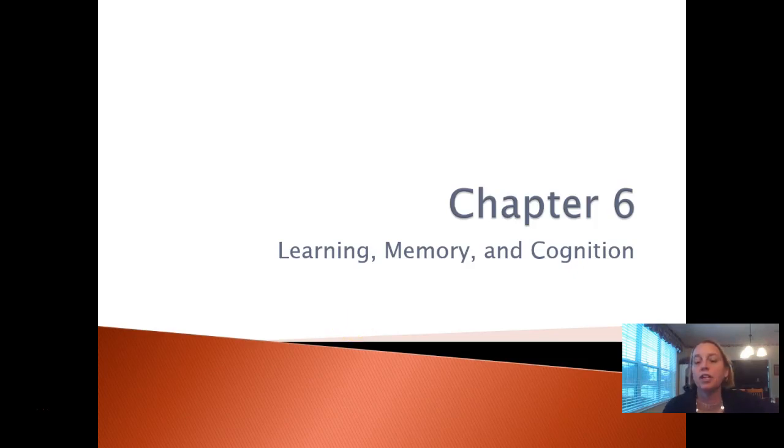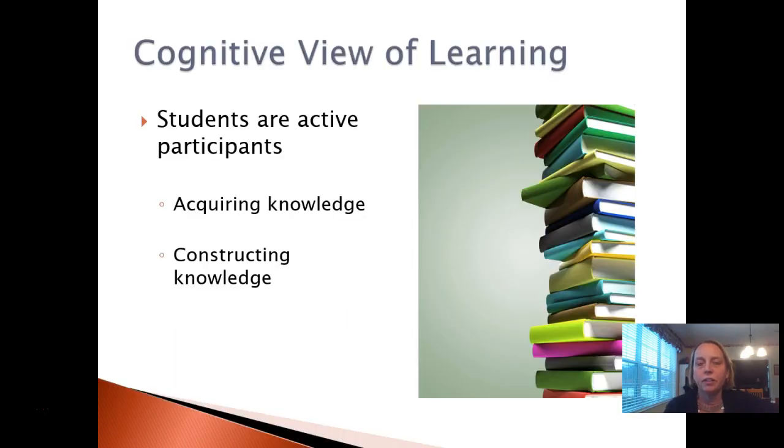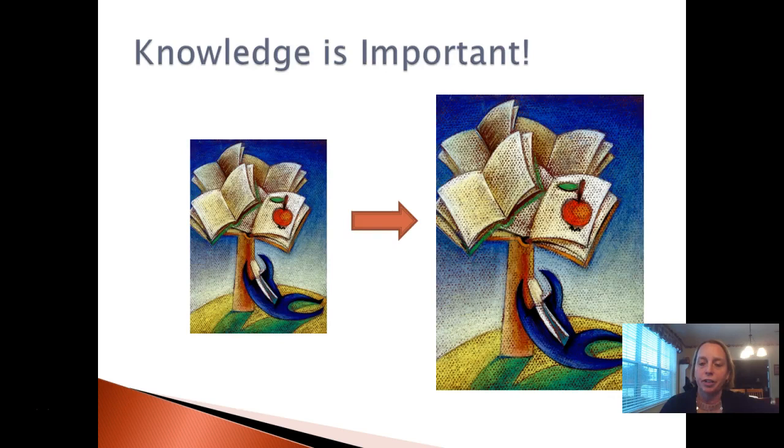Okay, so today we're going to talk about learning, memory, and cognition. One key element is really understanding the cognitive perspective of learning, where students are viewed as active participants. That means they're not just receiving knowledge, but they're acquiring it and co-constructing that knowledge. So they're active participants is the key feature here.